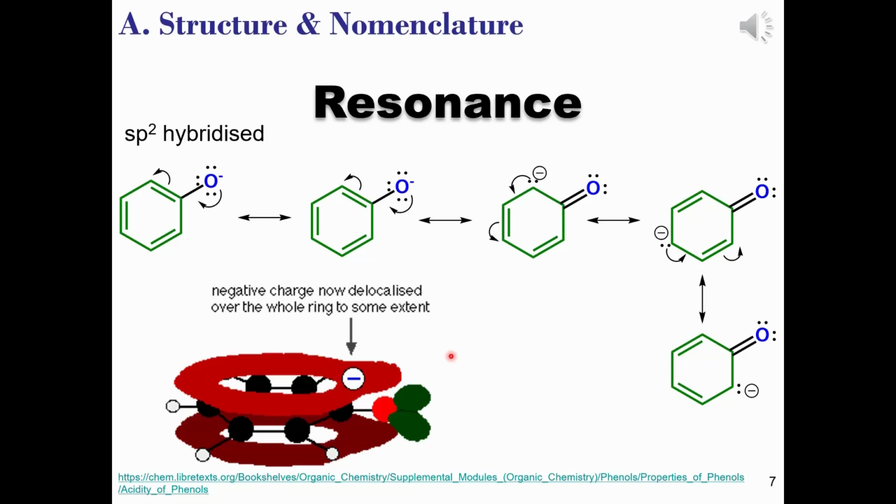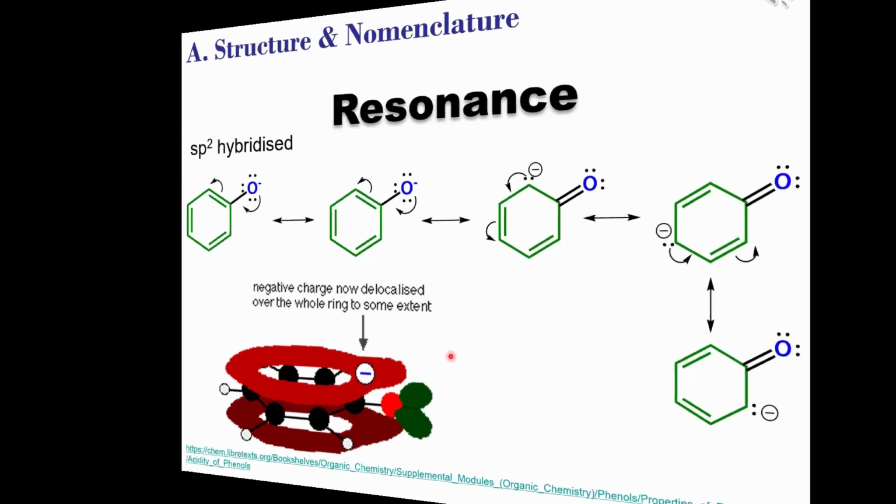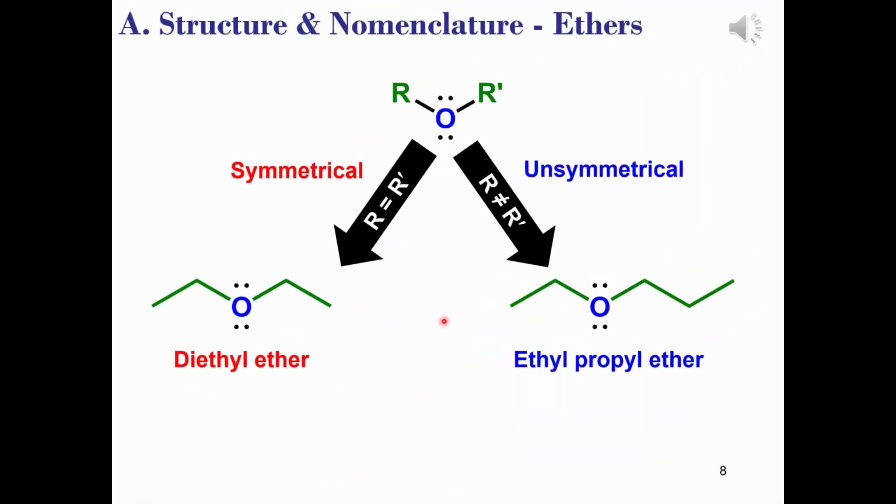Now we're going to have a look at ethers and talk about how we categorize these. Ethers contain an oxygen atom that is bridged between two carbon atoms. If we add a mirror plane to the oxygen atom, then there are two possible categories of ether. The first of which is a symmetrical ether. These have R groups that are the same as the R' group, for example, diethyl ether. And this is the name of that symmetrical ether seen on the left.